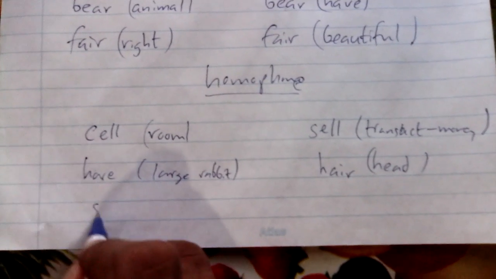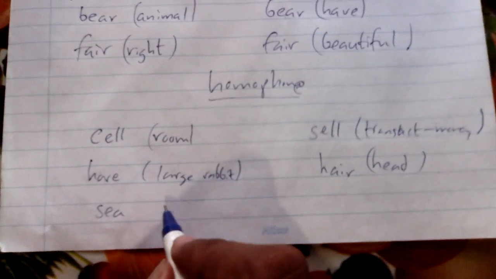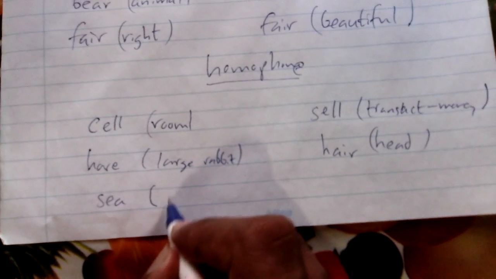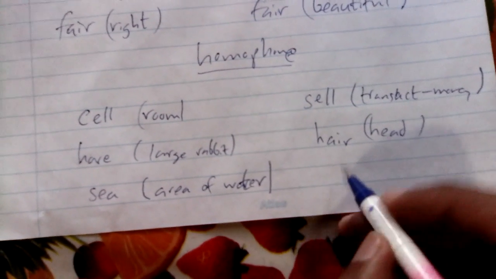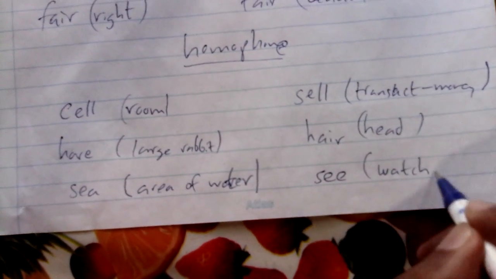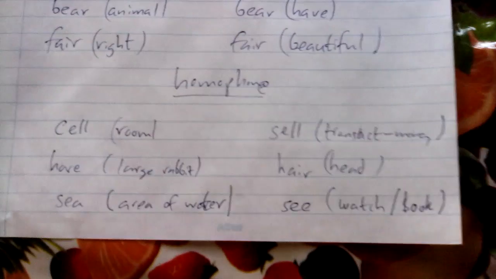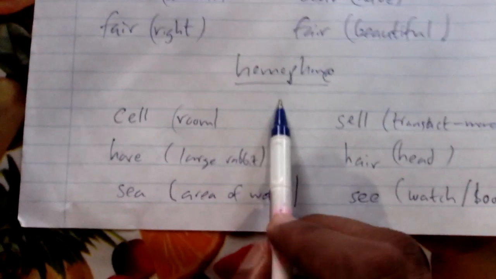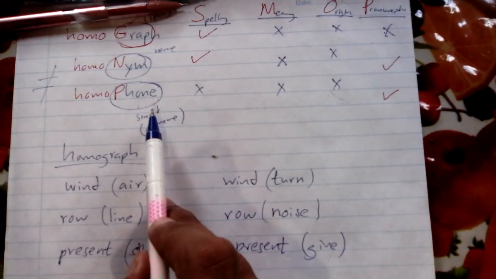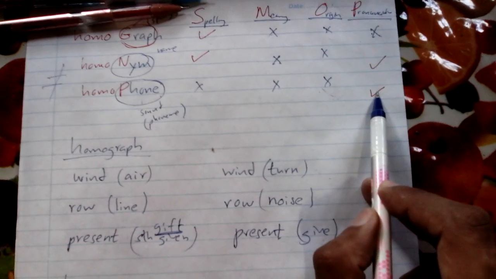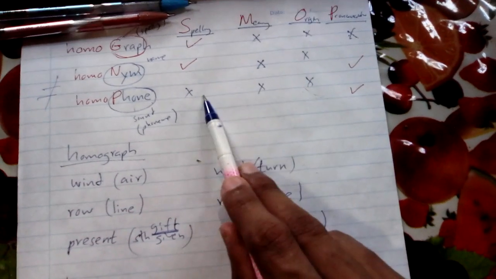And when it comes to sea, now it's a large area of water, but comparatively lesser in size than an ocean. This is an area of water. And see, this is the conscious action of watching or looking at something or someone. Watch or look. So basically these are the examples. Homophone: a homophone is a word that is pronounced the same but with differences in origin, meaning and spelling.